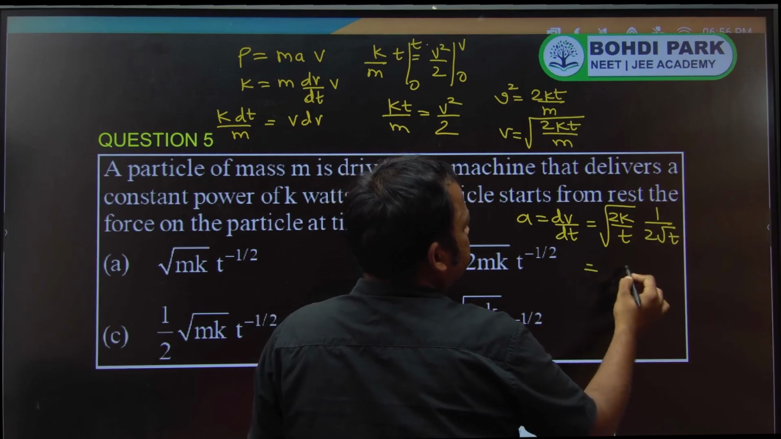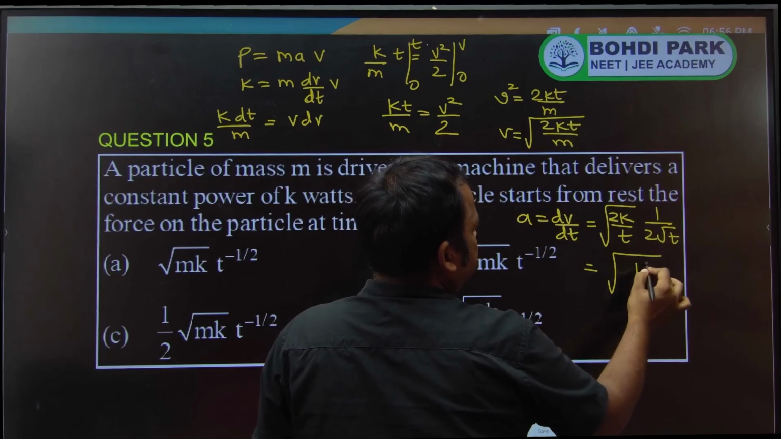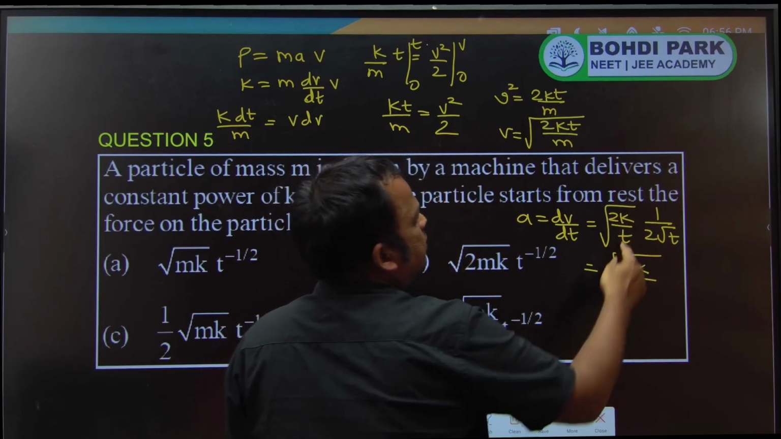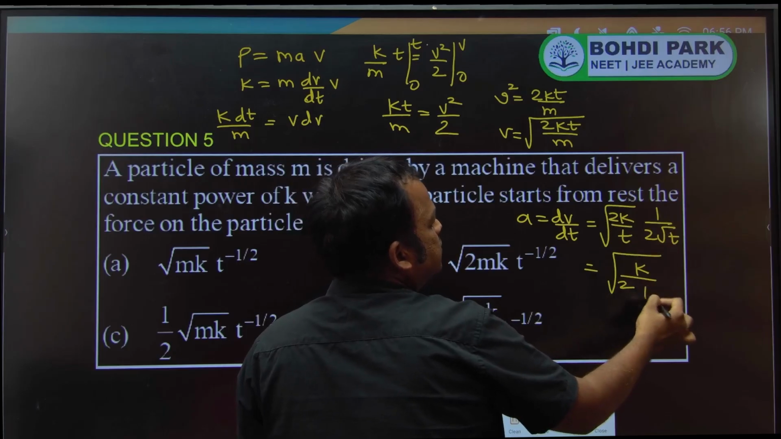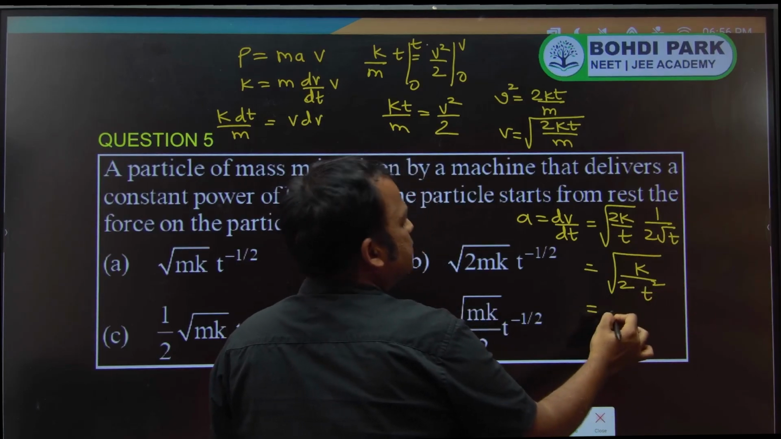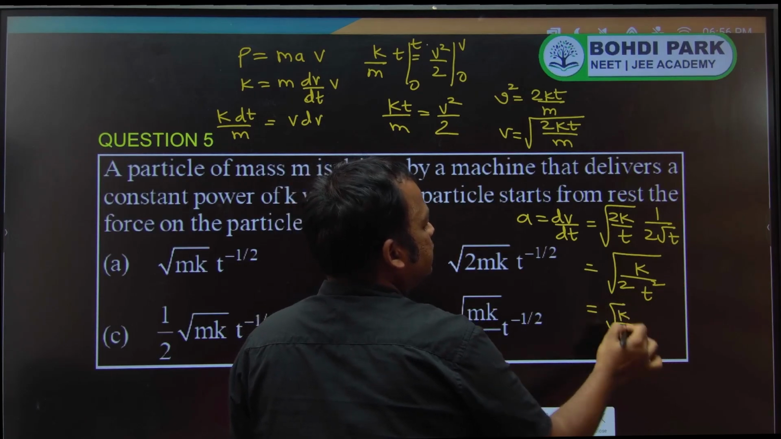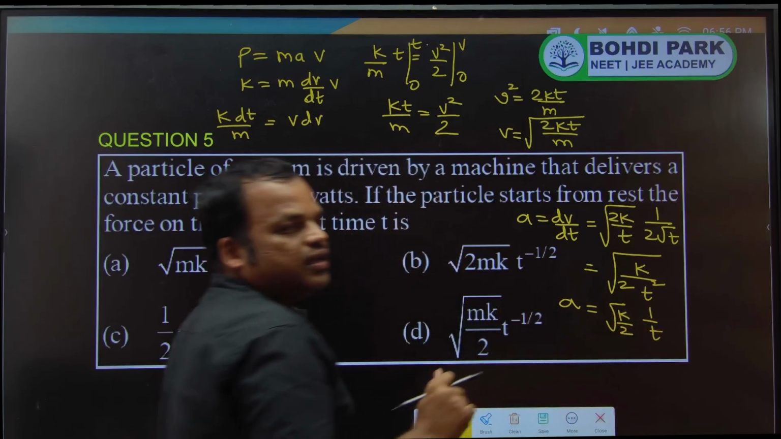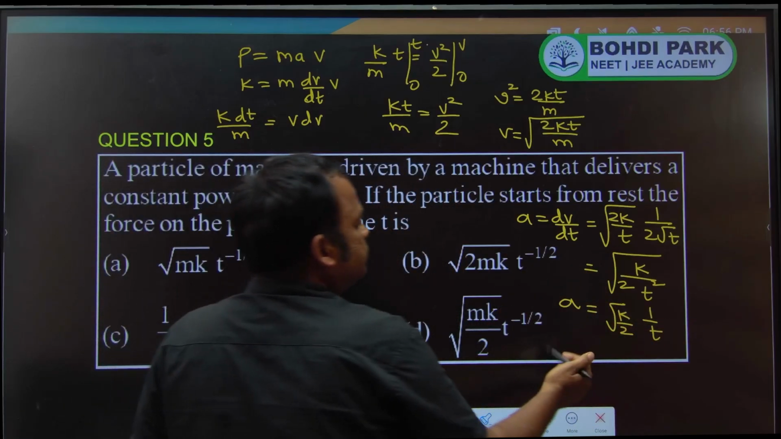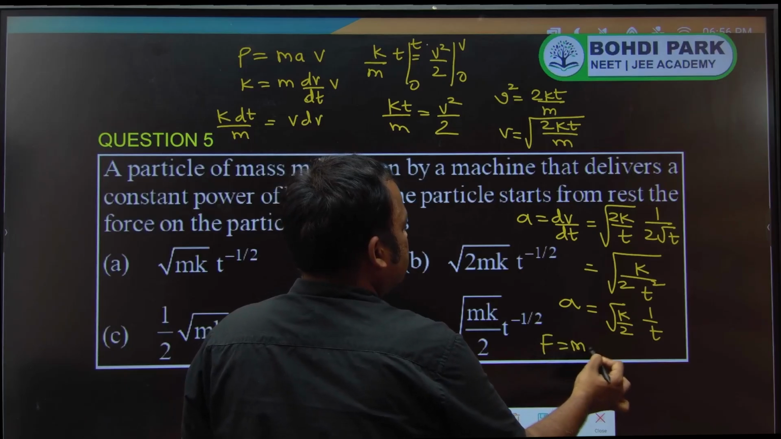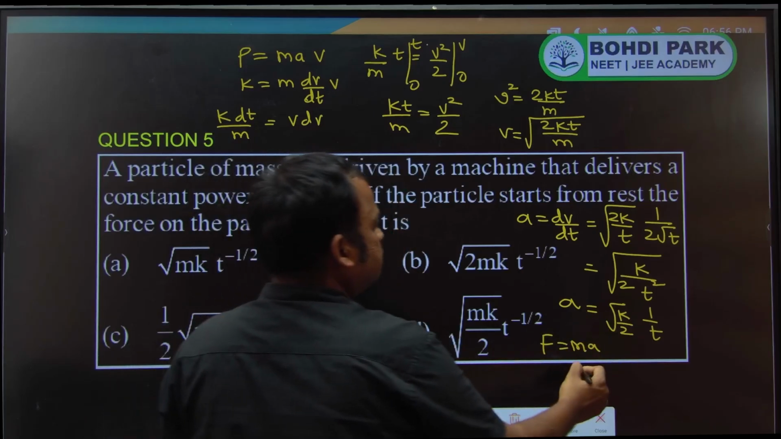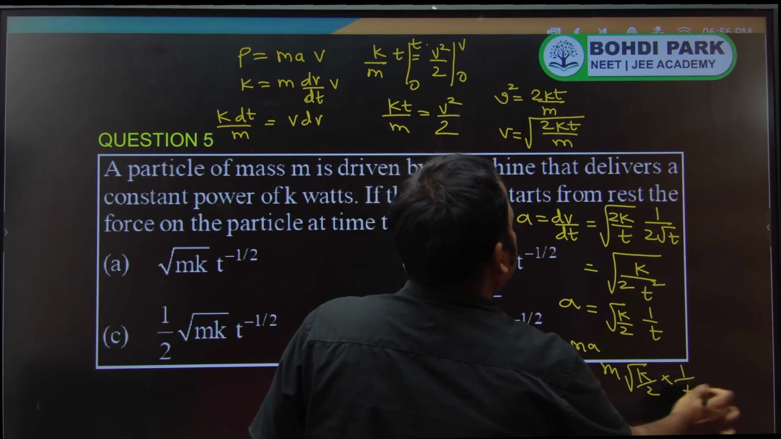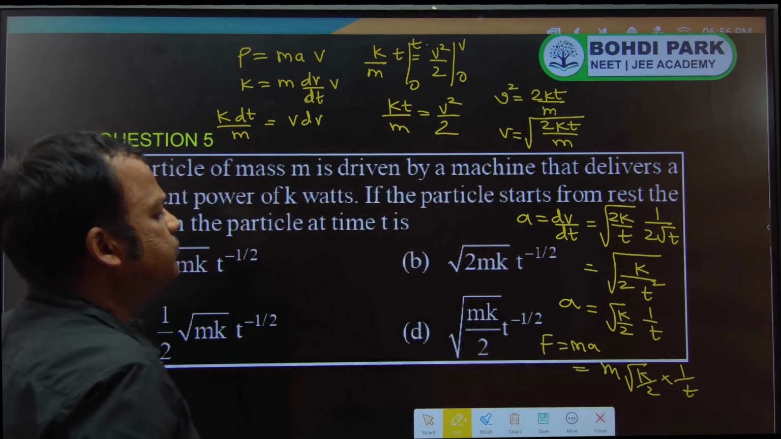So this will become square root of k by this root 2 by 2, so 1 by root 2, and root t into root t. So this will become t square here. So basically this is k by square root of k by 2 into 1 by t. So this is acceleration. So force is equal to m square root of k by 2 into 1 by t.